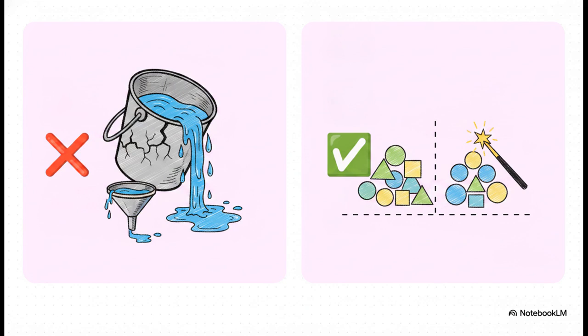It makes your model look way more accurate than it actually is. The absolute best practice? Always split your data first, then fit only on the training data, and finally use those exact same parameters to transform the test data.